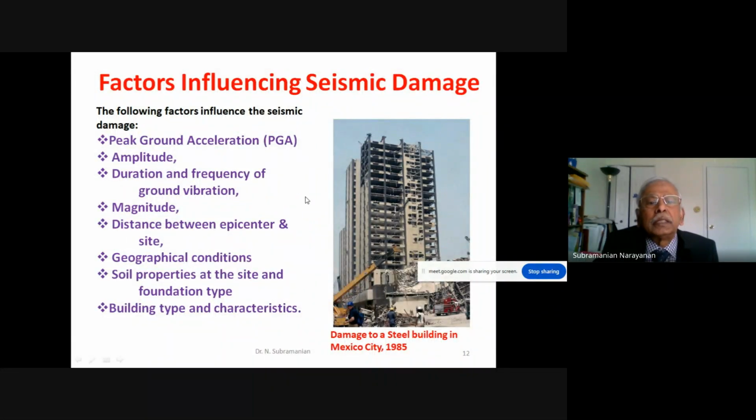What are the factors that influence the seismic damage? Peak ground acceleration, amplitude, duration and frequency of ground vibration, magnitude of earthquake, distance between epicenter and site, geographical conditions, soil properties at the site, and foundation type. Of course, building type and characteristics will also result in damage. This shows damage to a steel building in the Mexico City earthquake in 1985.